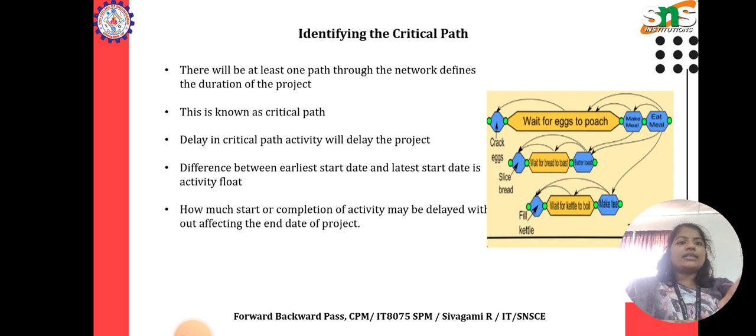Identifying the critical path. There will be at least one path through the network that identifies the duration of the project. This is known as the critical path. The difference between the earliest start date and the latest start date is the activity float. It shows how much the start or completion of an activity may be delayed without affecting the end date of the project.